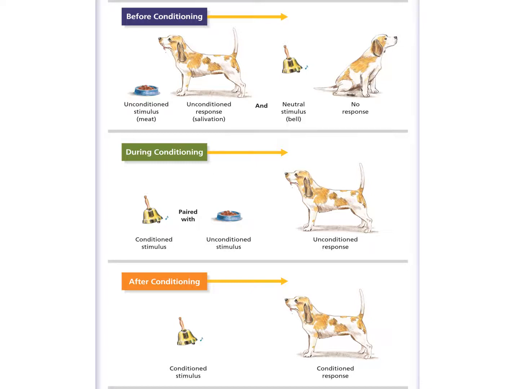After conditioning, I know that's a little cut off and I apologize, but the bell, you can take the food away. Pavlov took the food away, and what he discovered is just ringing the bell, the conditioned stimulus, caused the dog to salivate. And now, because this wasn't happening naturally, it had been trained, the dog salivating after conditioning, after training, is called the conditioned response. So without the meat, the dog is now salivating. Conditioned stimulus produces a conditioned response.